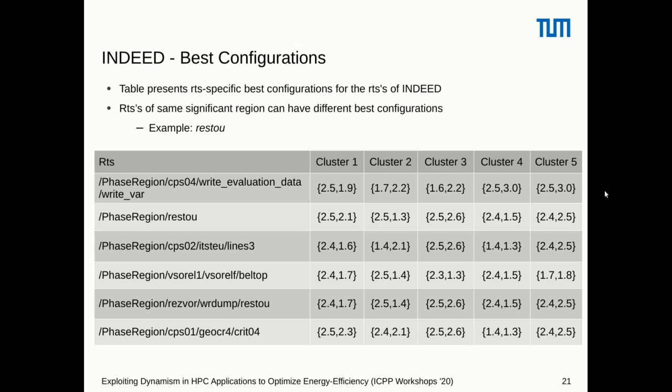The table presents the results of the significant region analysis and dynamism detection by readex-dyn-detect. As we can see, 5 significant regions were detected for Indeed. The region RES2 has 2 RTSs that can be identified by the call paths. We also observe that different best configurations for the RTSs of RES2 for the first cluster are obtained. Hence, we also exploit the interphase dynamism here.